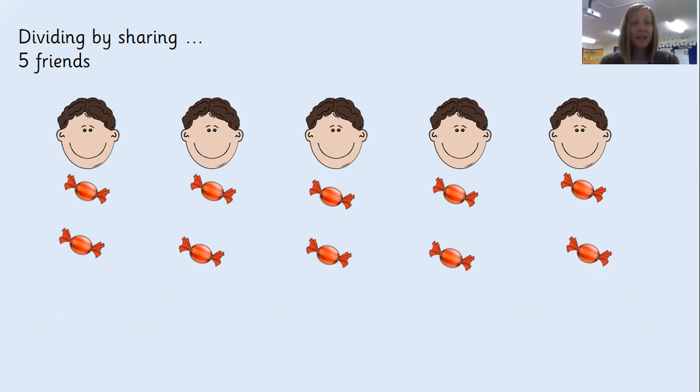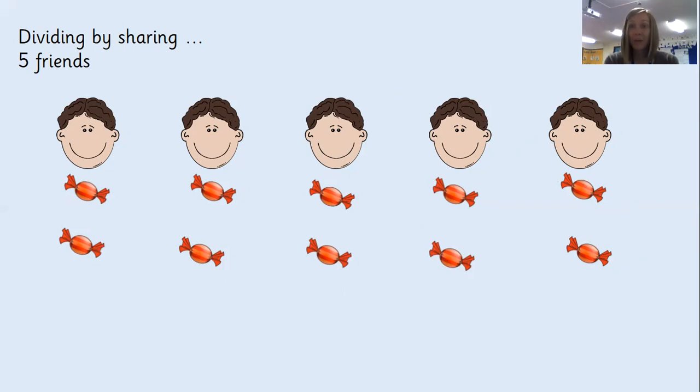So then we could see, oh look, he's got 2 sweets. So has he. And every single friend had the same amount. So I had 10 sweets and each of my friends got 2 sweets each. So if I opened a packet of sweets and there were 10 inside, if I shared them between my 5 friends, they would each get 2.